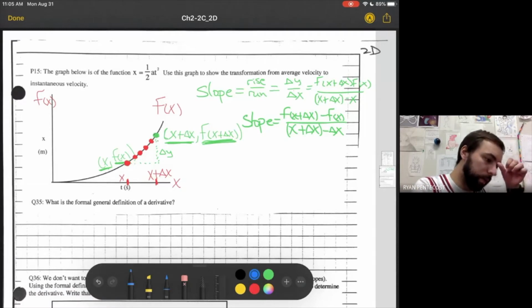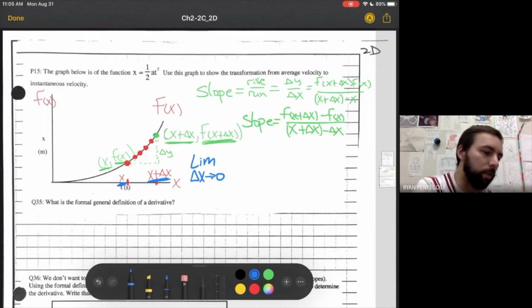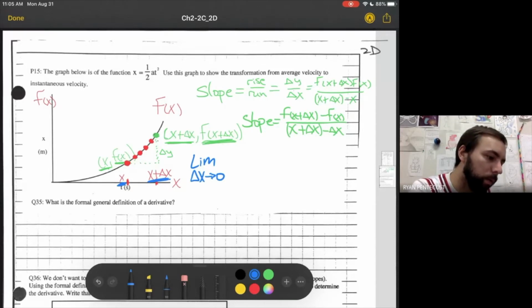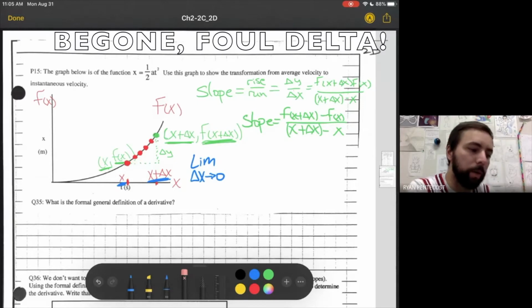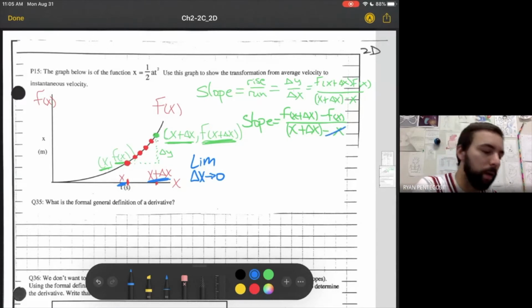So let's say that we want to get this value, x plus delta x, as close as we can to x. So what you could do is take the limit as delta x approaches 0 of a simplified version of this slope. Now, on the denominator, you probably noticed that I made an error right there. You probably noticed that we have 2 x's here. We have x plus delta x minus x. So those x's can be eliminated.